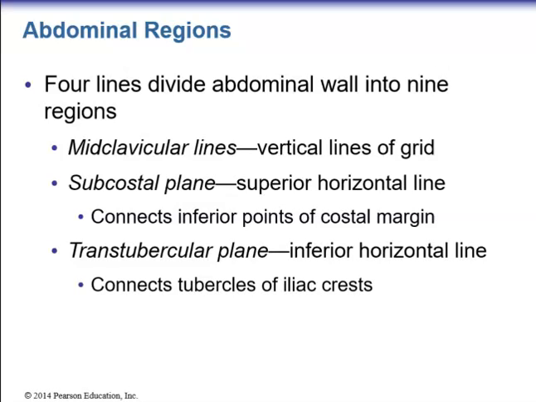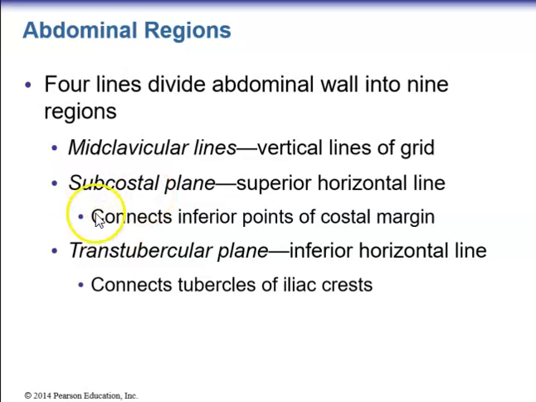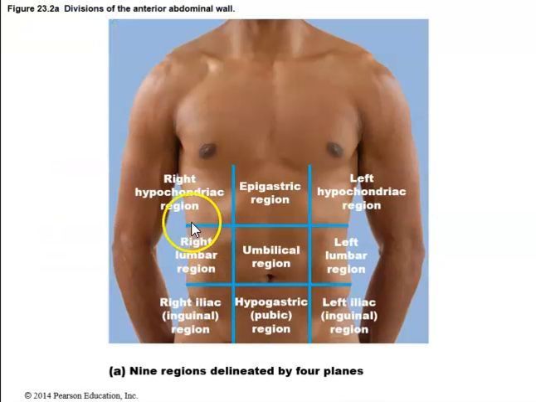So the next picture shows you these different lines. We have our midclavicular lines here, the vertical lines, and then we have the subcostal line right here, just below the costal margin, and then we have the transtubercular line here connecting the tubercles of the iliac crest. Okay, so the superior one is the subcostal plane and the inferior one is the transtubercular plane. And here you can see the 9 regions of the abdomen.